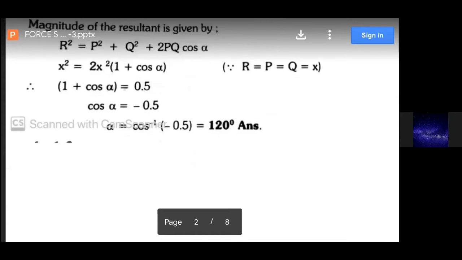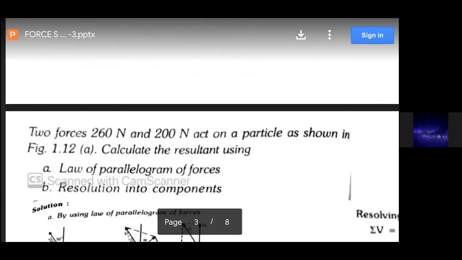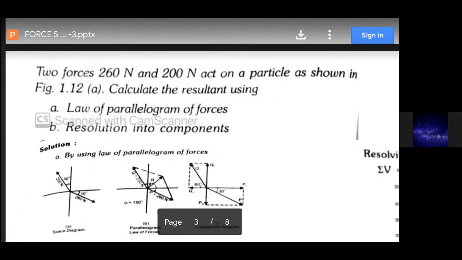So this is the next problem. Two forces, 260 Newton and 200 Newton, act on a particle as shown in the figure. Calculate the resultant using the law of parallelogram of forces and the resolution method also. So by two methods, we have to find the resultant of the given two forces.